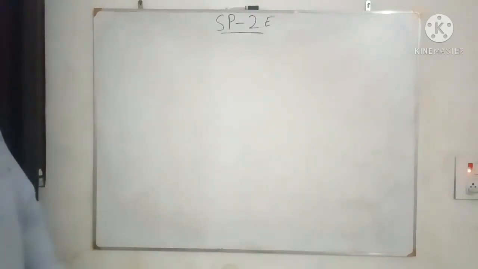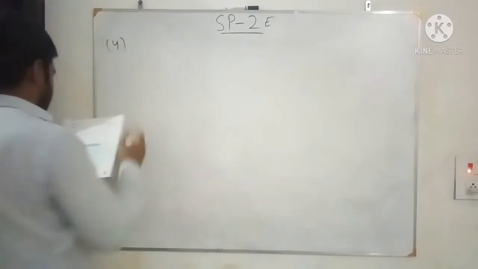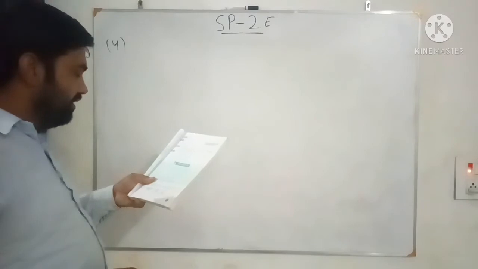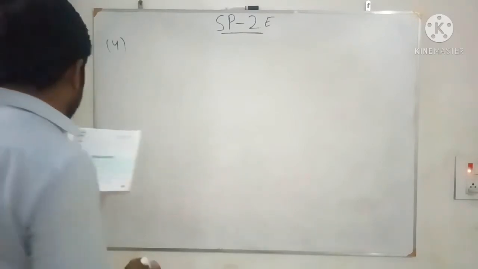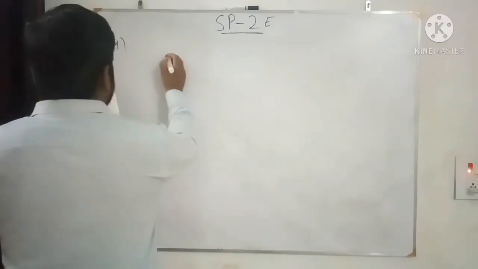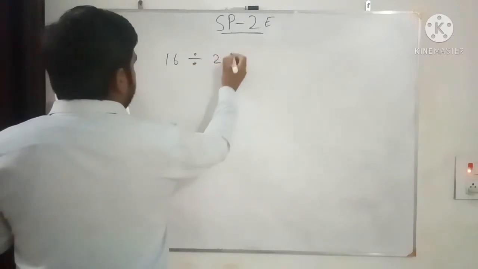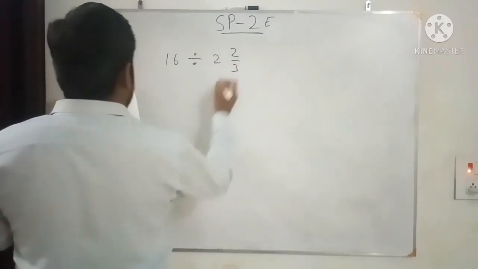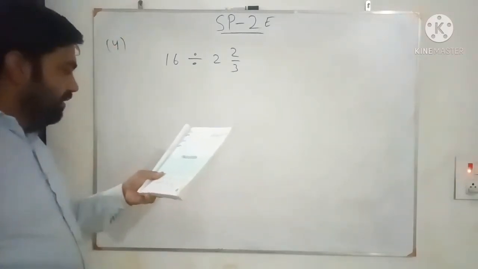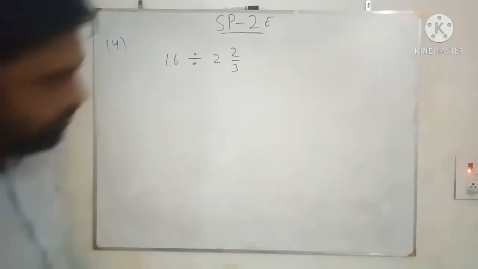Now see question number 4. How many 2 by 3 hour periods are there in 16 hours? So that is going to divide the 16 hours. Divide 16 hours by 2 by 3. So when you divide, then you will get the answer.